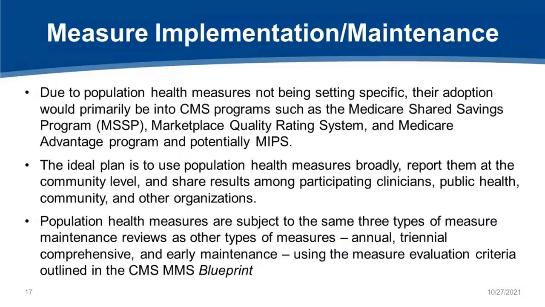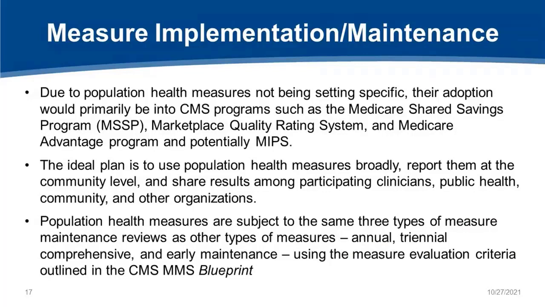Due to population health measures not being setting specific, their adoption would primarily be into CMS programs, such as the Medicare Shared Savings Program, the Market-Based Quality Rating System, Medicare Advantage Program, and potentially even MIPS. So the ideal plan is to use population health measures broadly, report them at the community level, and then share results among participating clinicians, public health, community, and other organizations.